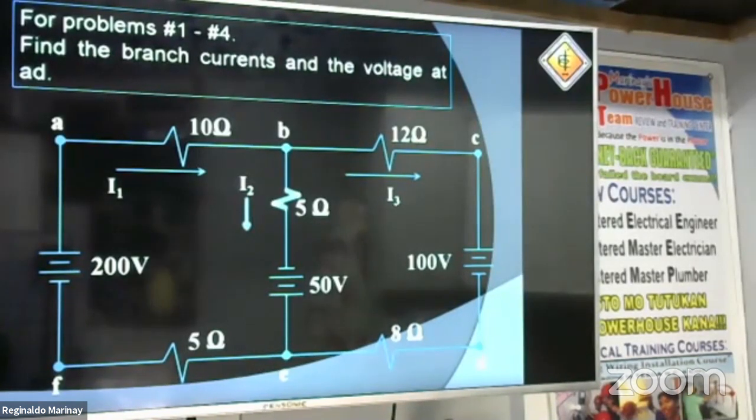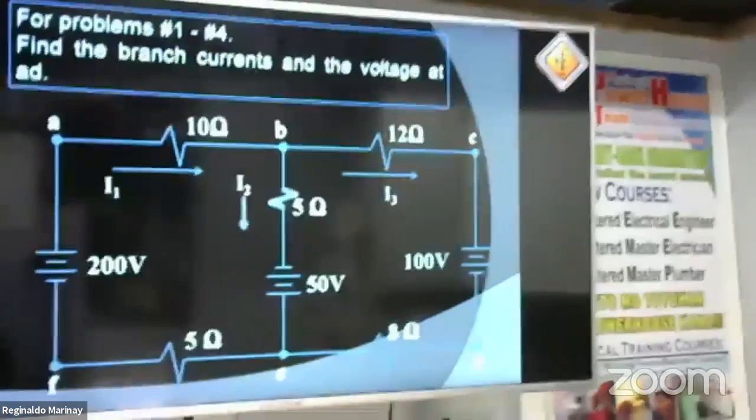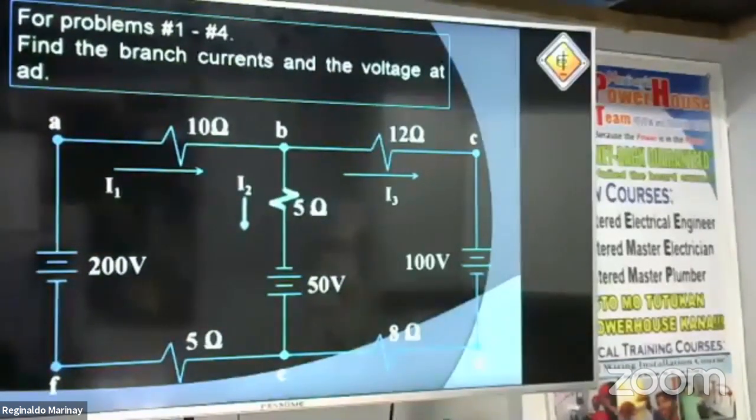Okay. So let us list down all the given. We have 200 volts. Here, we have 50 volts here. Okay, we have 100 volts. We have 10 ohms. We have 12 ohms. We have 5 ohms. We have 5 here, and we have 8 here. Okay, let's double check. 250, we have 100, we have 5, 10, 12, then 5, then 8.